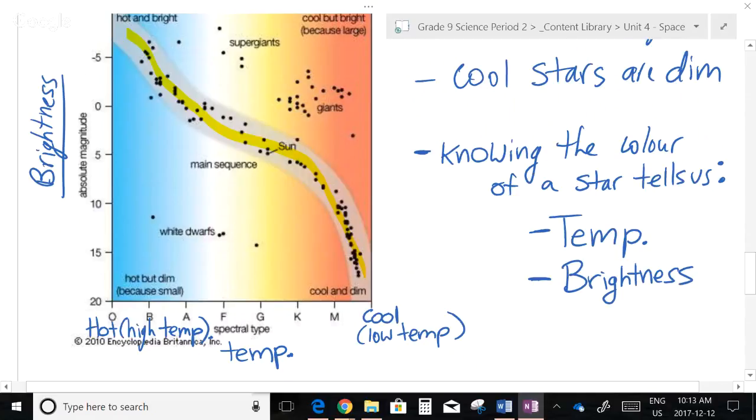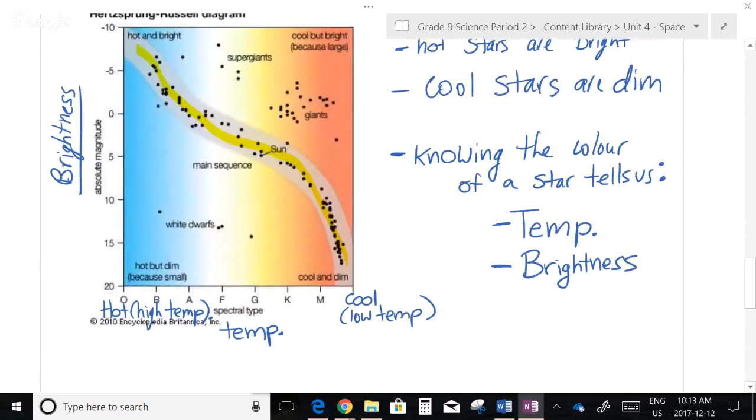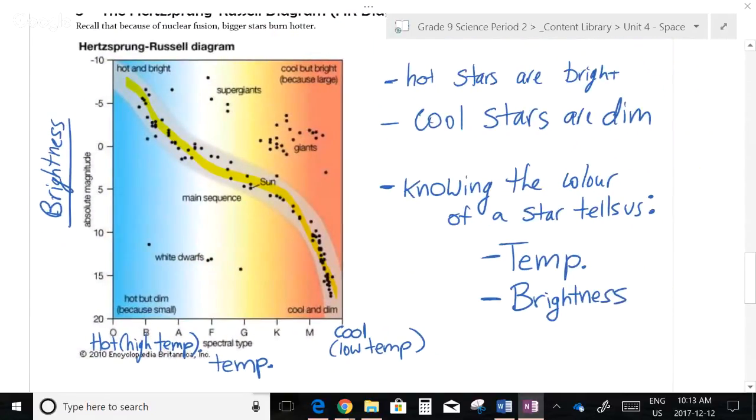So if we know the color of a star, we should know its temperature, and we should know how bright it is. And we can just look it up on this HR diagram. You can see it's not a perfect straight line, right?